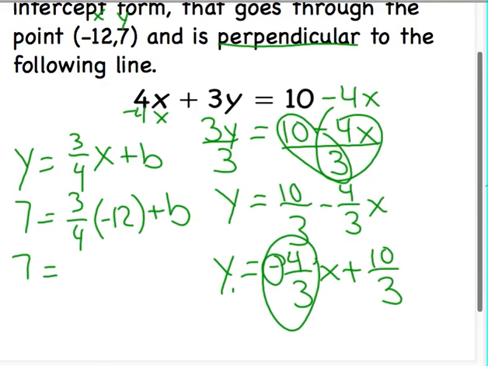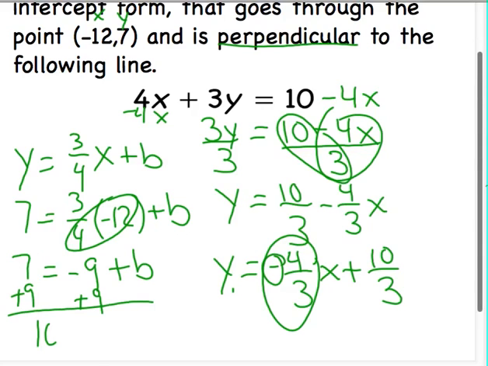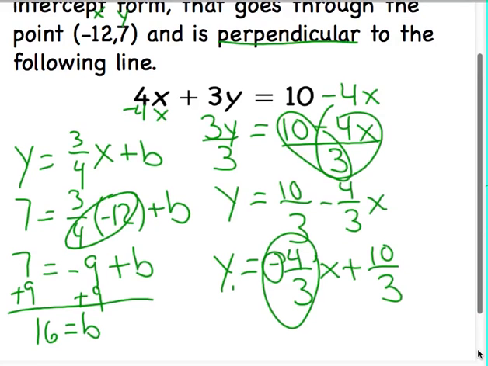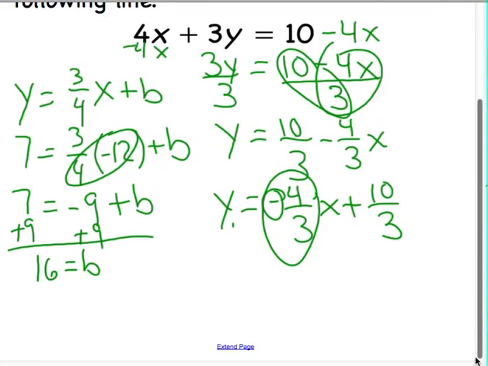-12 divided by 4 is -3. Take that -3 and multiply by 3, and I get -9. So you could also do it that way. So I get 16 equals b. So I'm going to write my final answer. Again, it's common to just think you're done because you solved for b, but your final answer is 3/4 x plus 16.